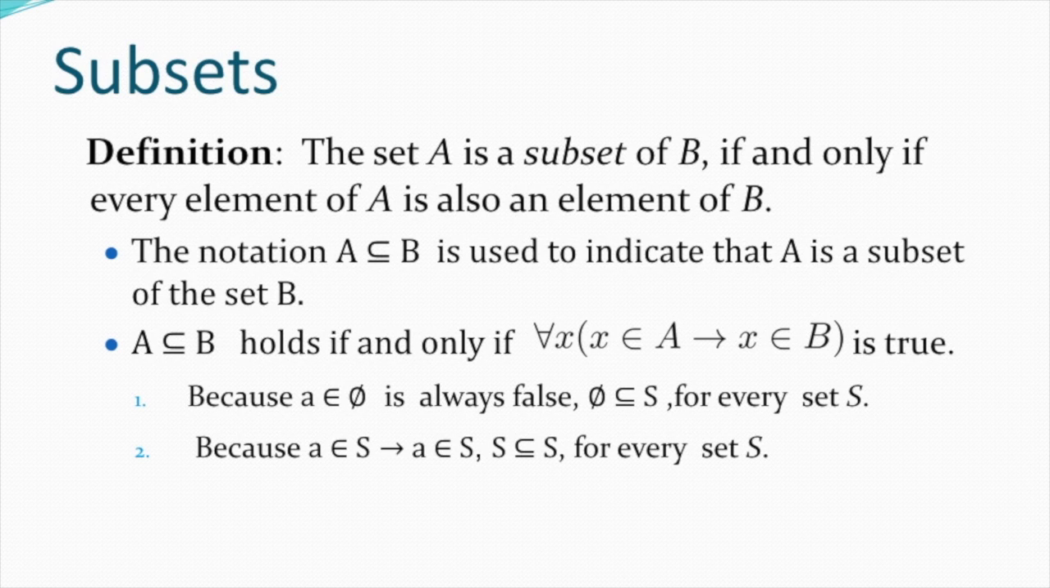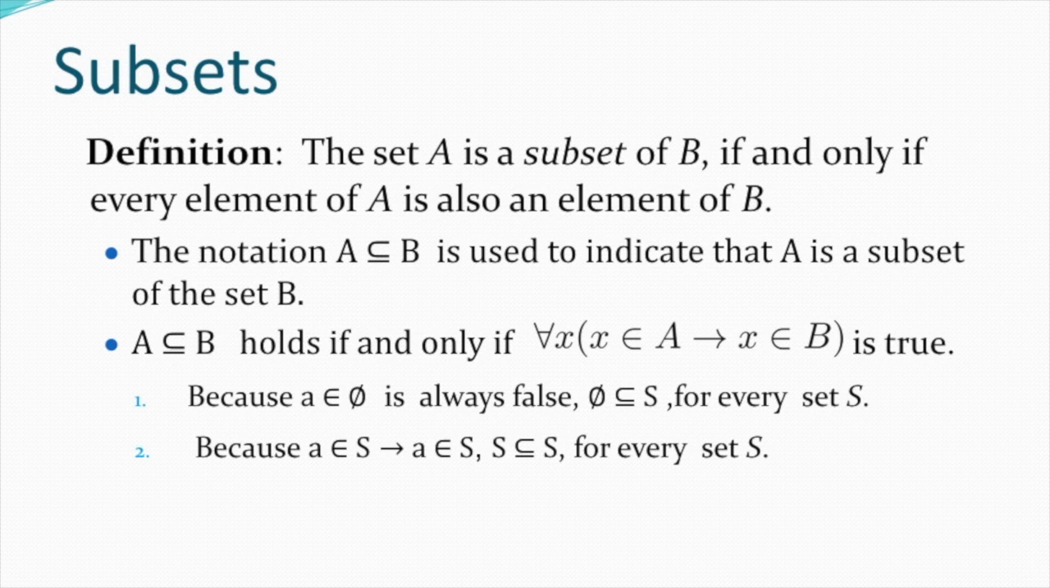So the notation A is a subset of B is used to indicate the subset relationship, and A is a subset of B holds exactly when, if there is an X which belongs to A, then it belongs to B. Now here we are not doing if and only if, because it might be possible that there is an element X that belongs to B, but does not belong to A. And this is why we have used the relationship if-then, not if-and-only-if. If we said if-and-only-if, this definition would be an equality. It would not be a subset definition.